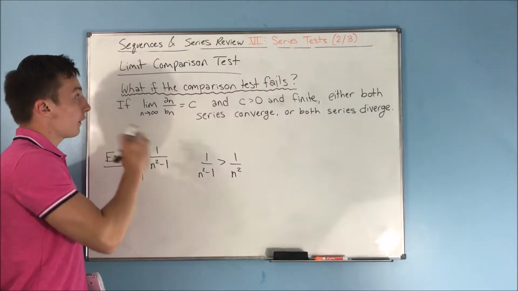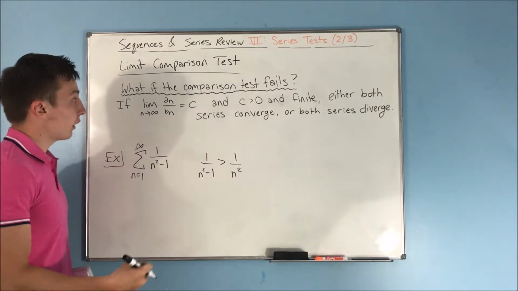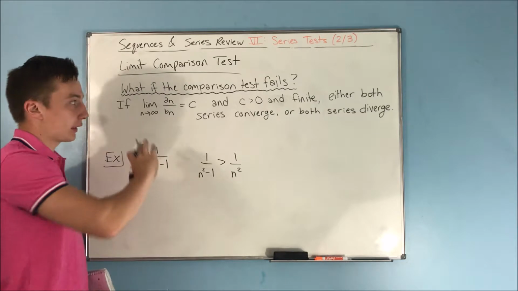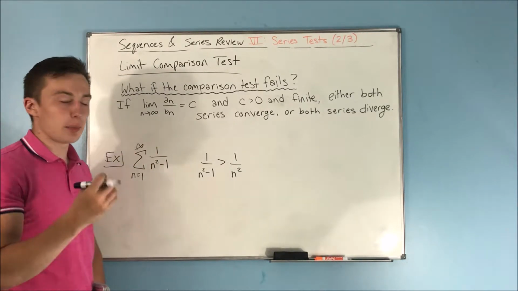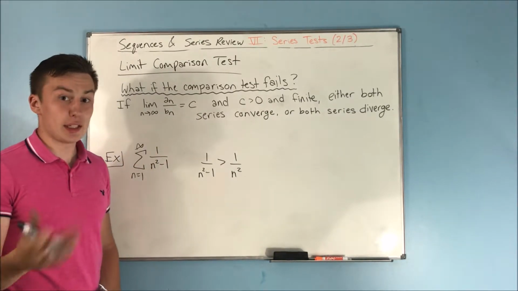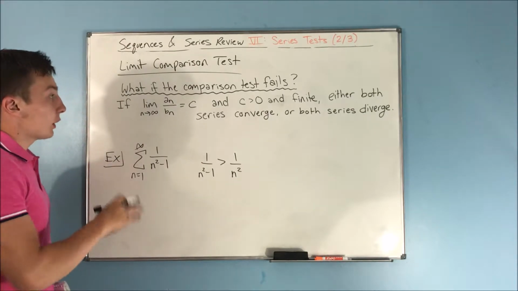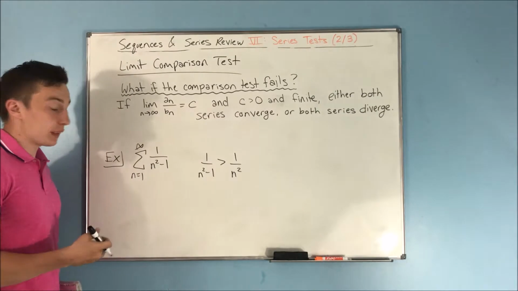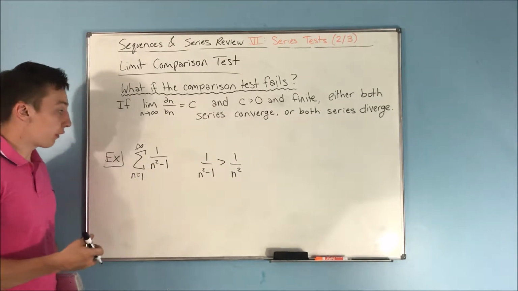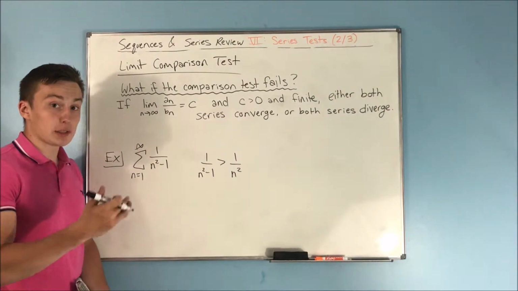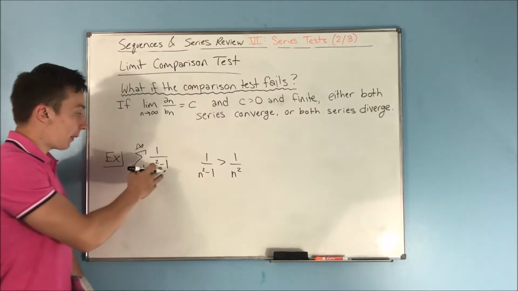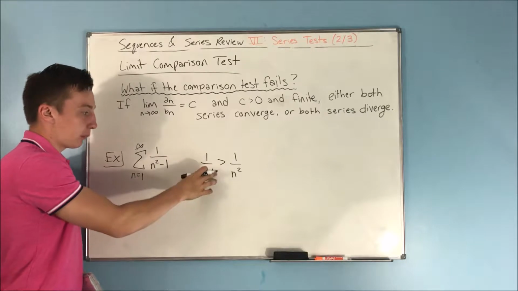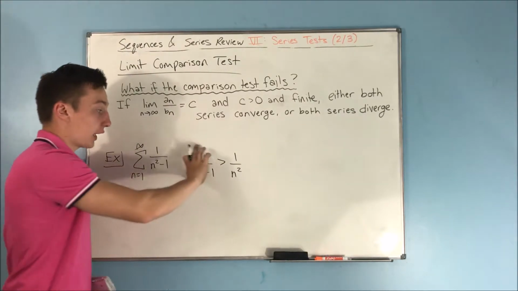So now we're going to move on to the limit comparison test. The question here is, what if the direct comparison test, the one we just did, also known as just the comparison test, fails? For this example, the sum from n equals 1 to infinity of 1 over n squared minus 1, that minus 1 means the denominator is going to be smaller than this denominator, which means that this fraction will be larger.